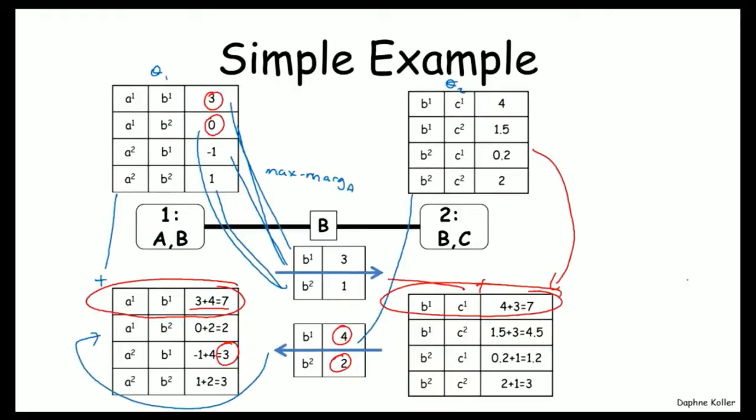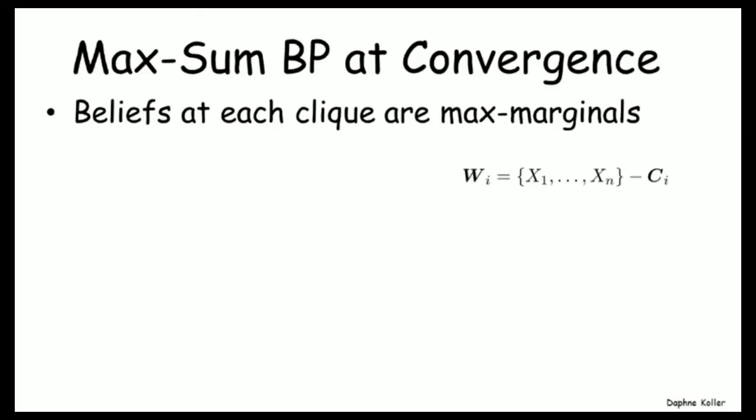So it all works. What can we say about this algorithm once it converges? The important thing is that we can compute beliefs at each clique that represent exactly the max marginals at that clique. So how do we compute these beliefs? Analogously to what we had in the context of sum product, we look at the factor assigned to the clique, which is the theta I, and we add to it the incoming messages.